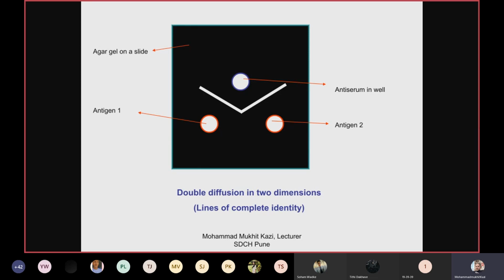This is called double diffusion in 2 dimensions. This is the test which is also performed for Corynebacterium diphtheriae as the Elek gel precipitation test. So you remember this double diffusion in 2 dimensions. This is the test which we will be performing to find out whether Corynebacterium diphtheriae is producing toxin or is a non-toxigenic strain.